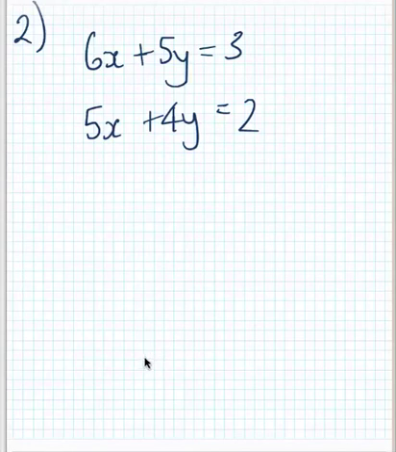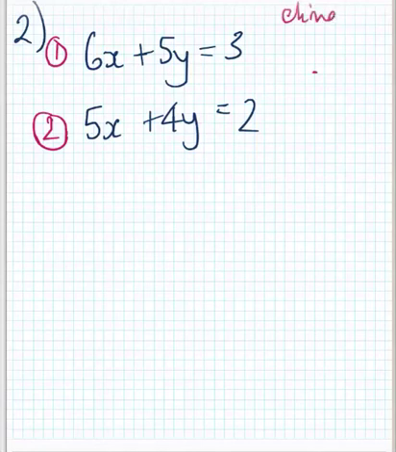we've got 6x plus 5y equals 3. That's our first equation. I'll just number them now. And our second equation, we've got 5x plus 4y equals 2. And we have to use the elimination method. So the question is saying, find the solution using the elimination method.